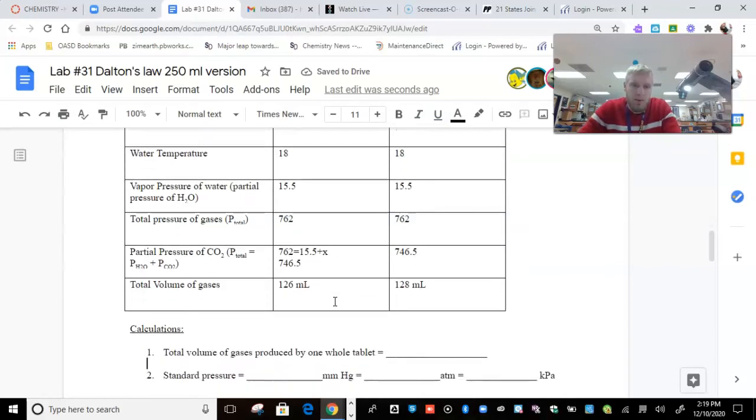All right, moving on. Total volume of gases produced by one whole tablet. So let's take our data of 126. We got to multiply that by 2 because that was just half of a tablet. So 126 times 2, let's do it in the calculator just to be sure. I'm getting 252.